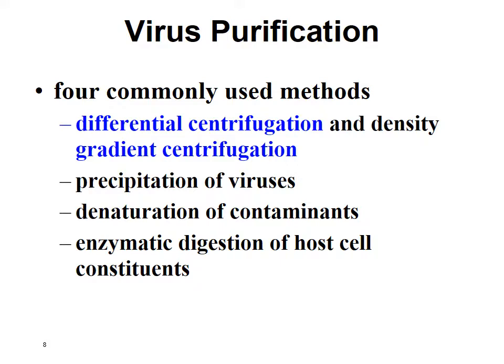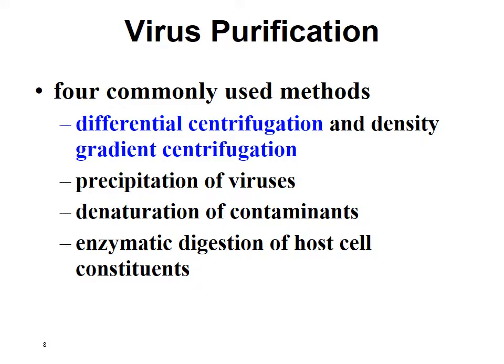So, virus purification makes use of several properties of viruses. One, virions are very large relative to proteins. Two, they're often more stable than normal cell components, and three, they have surface proteins. So because of these characteristics, many techniques useful for isolating proteins and cell organelles can also be employed to isolate viruses. Four of the most commonly used approaches are listed here: differential and density gradient centrifugation, precipitation, denaturation, and enzymatic digestion.